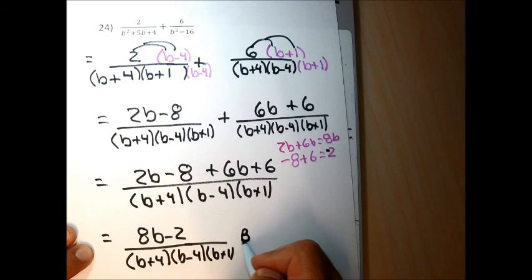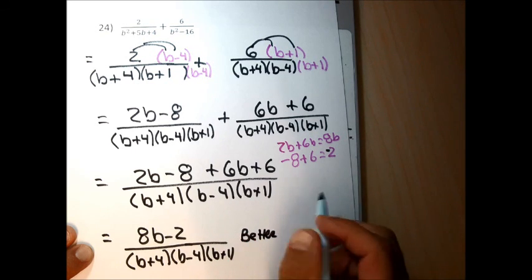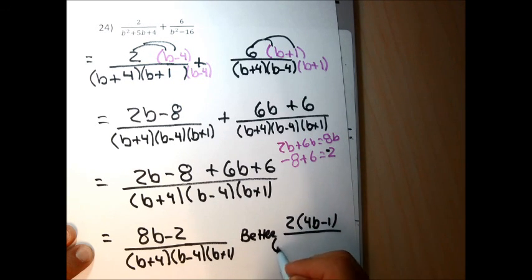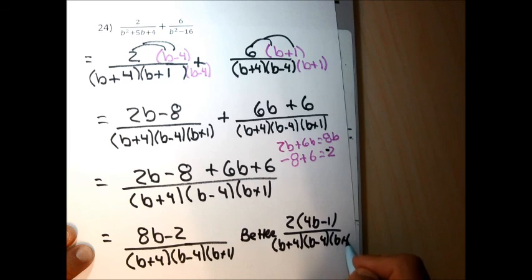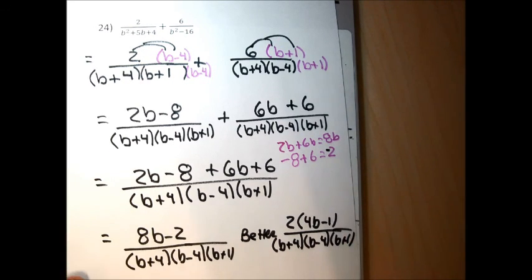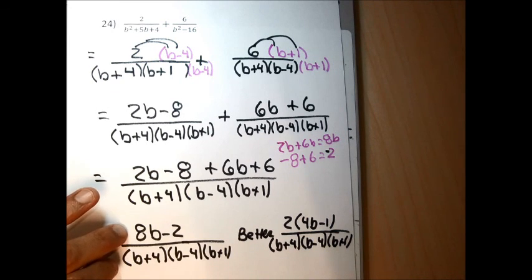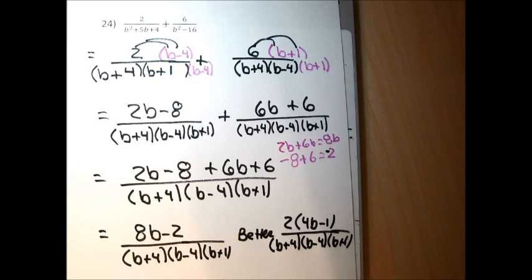It would be better if you noticed that the numerator had a common factor of a 2 and wrote 2 times 4b minus 1 in the numerator over the same b plus 4 times b minus 4 times b plus 1. But if you didn't catch that on a test because you're feeling rushed on a final exam, I wouldn't ding you any points for missing that the numerator factored there, but it's kind of nice if you would have caught that.